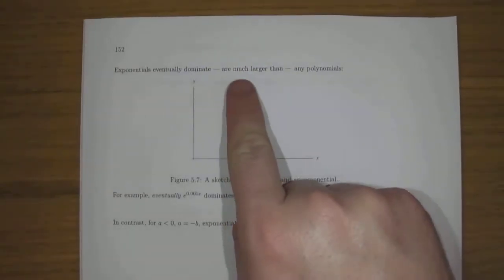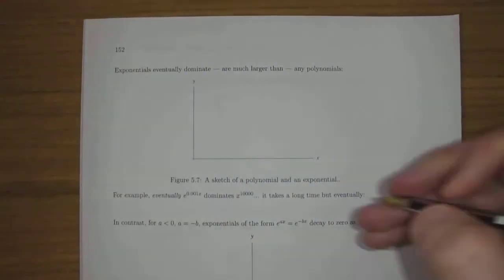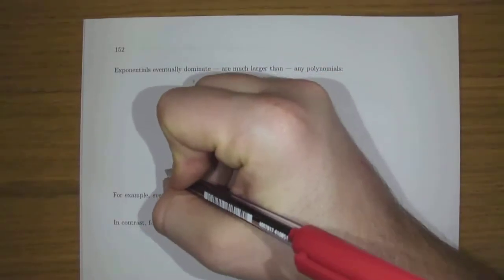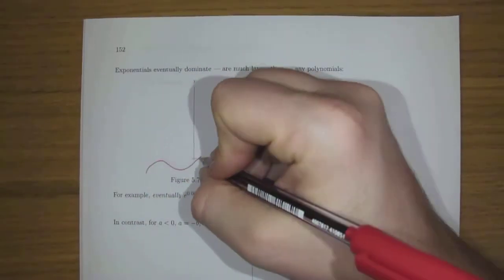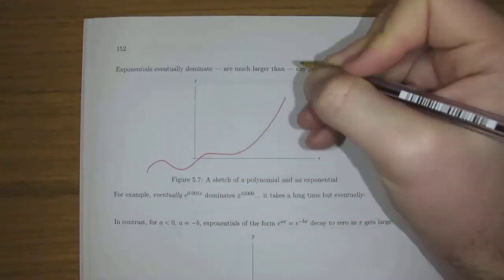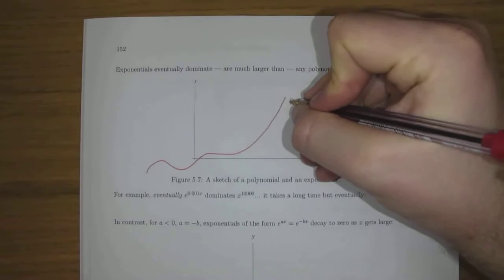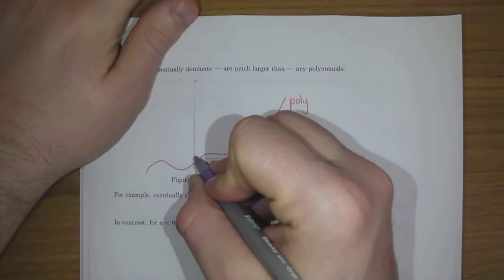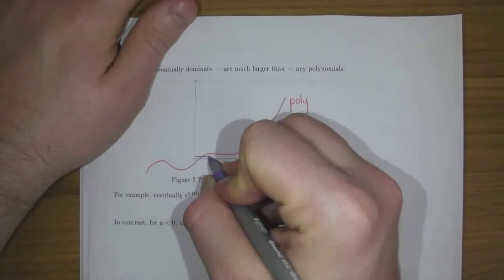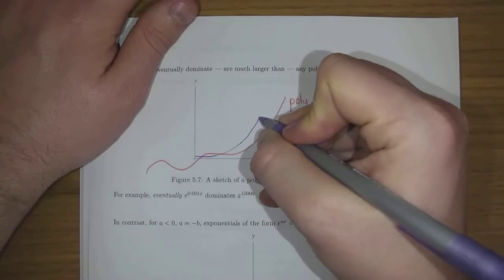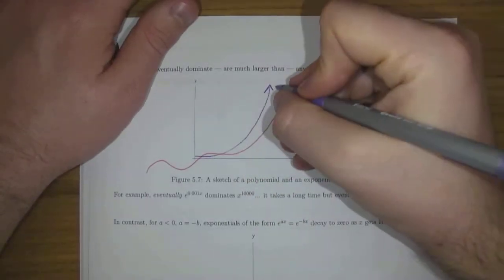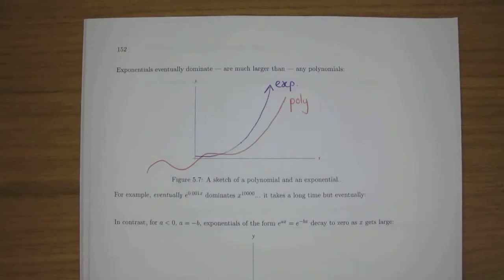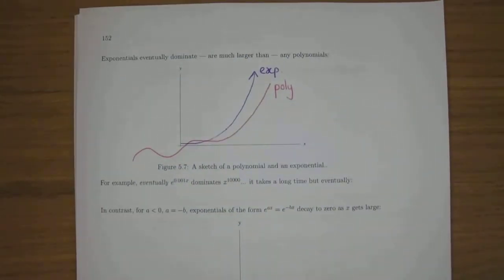Okay. Exponentials eventually dominate, are much larger than any polynomial. You might have a polynomial that can do whatever it wants initially, so it does some weird stuff, but eventually the leading term dominates. So this is some polynomial, sums of powers of x, and then an exponential, initially it might be slower growing, but eventually it gets way bigger. This would be an exponential function. So you compare exponential growth with polynomial growth. Polynomial growth is fast, but exponential growth is far bigger.